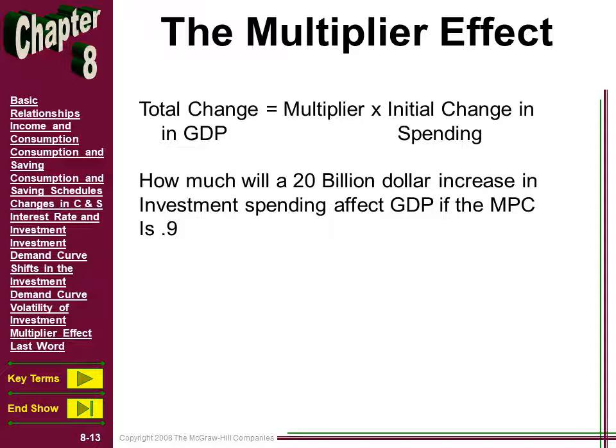Let's see how we're doing with this concept of the multiplier. The formula up top is important to understand. If we want to calculate the total change in GDP, we take the value of the multiplier times the initial change in spending. So take a moment and look at this problem. How much will a $20 billion increase in investment spending ultimately affect GDP if the marginal propensity to consume is 0.9?